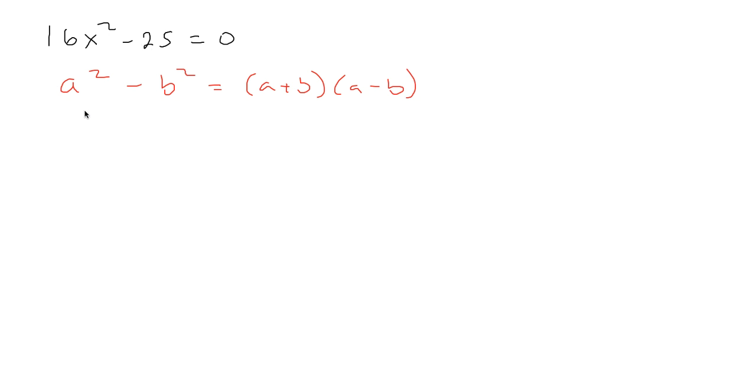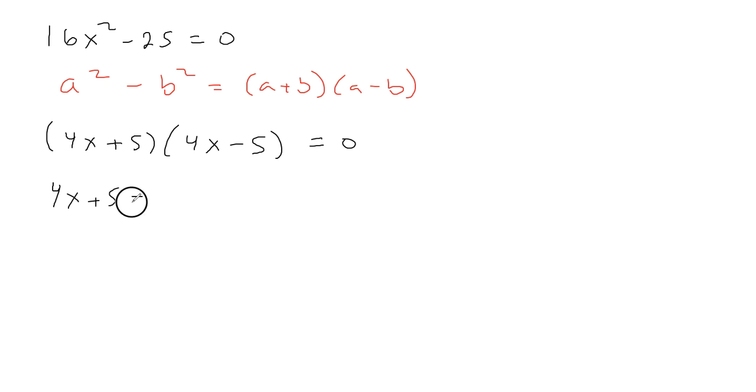So factoring, I'll just come down here with it, my a would be 4x, because 4x times 4x gets me back to that 16x squared. So 4x and then plus 5. Oops, I do not mean that squared, sorry. And 4x minus 5. So a plus b, a minus b. And then with that, I can just set each of these factors to 0 and solve.